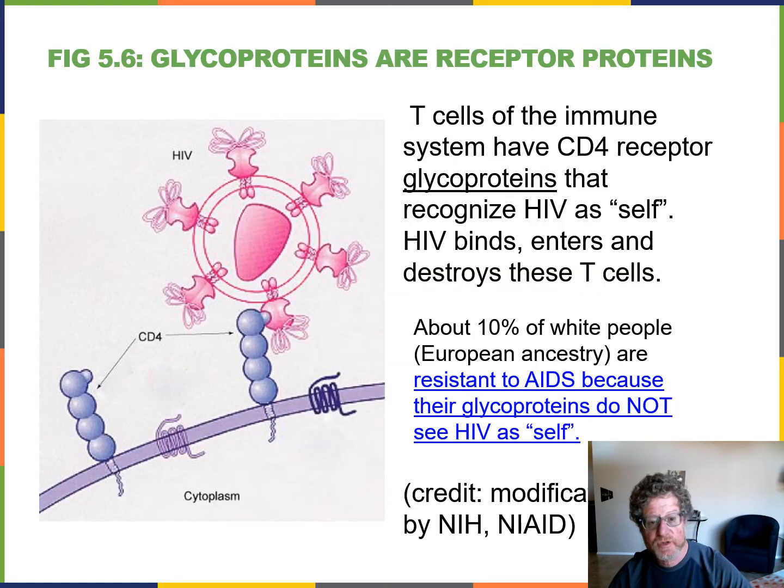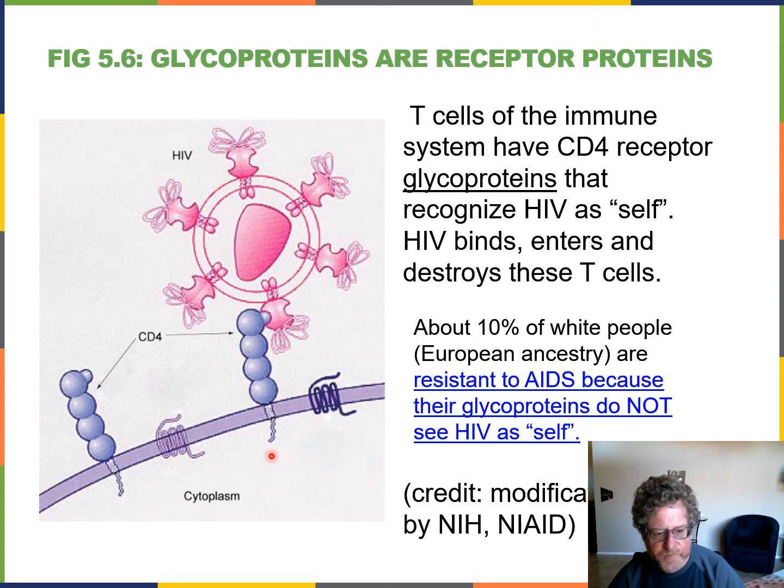This is a really interesting slide. It's showing HIV, the virus that causes AIDS. In order for HIV to get into cells, it binds to a glycoprotein. That glycoprotein is called CD4. And that glycoprotein recognizes HIV as being self instead of foreign. And so the HIV virus will enter a T cell and destroy that T cell, which is part of your immune system.